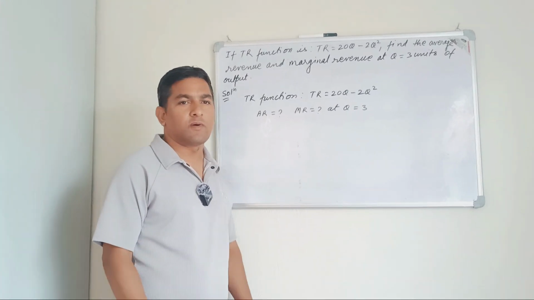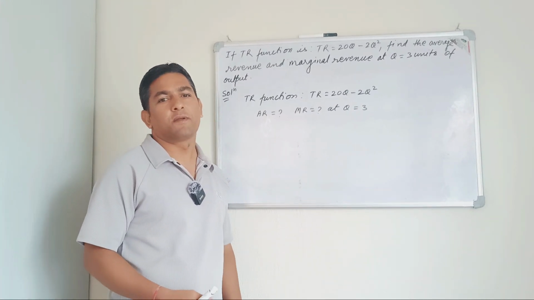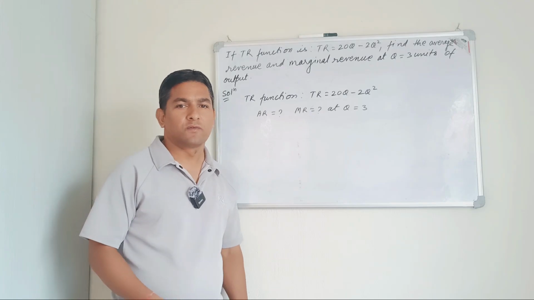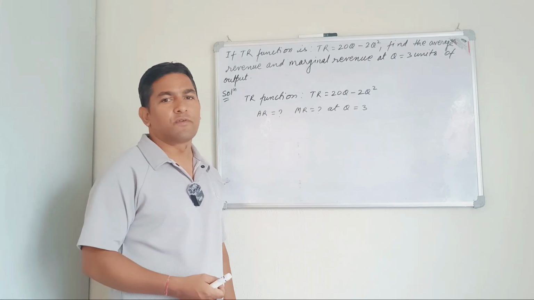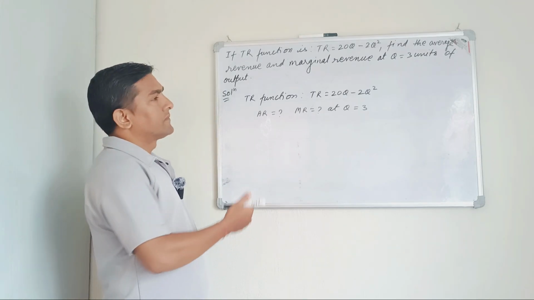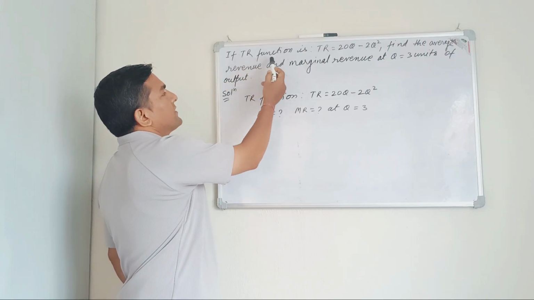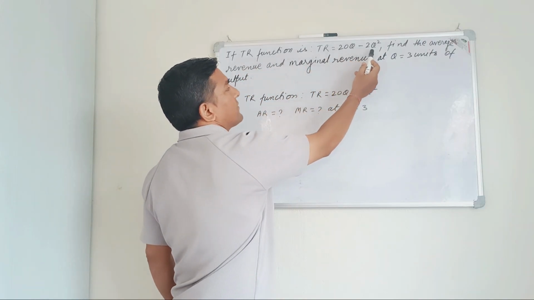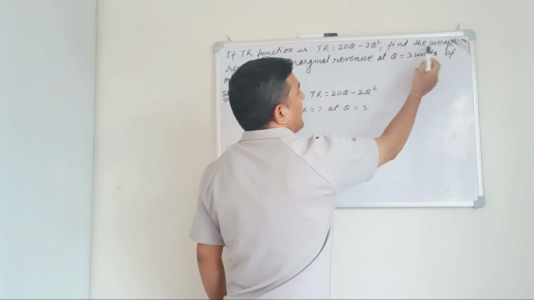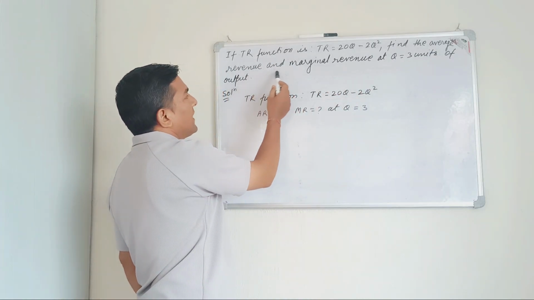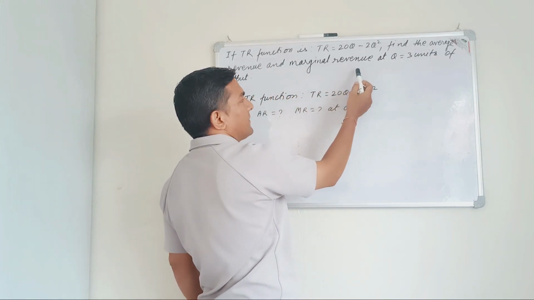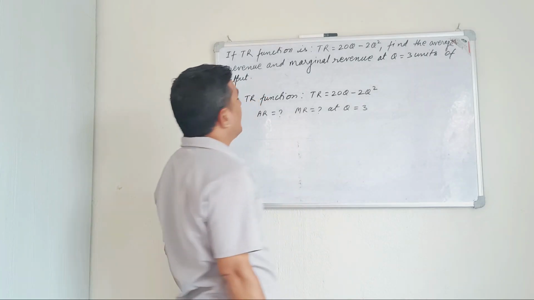In this channel, you will learn about the various concepts of economics in a short period of time. Let's start. Today we will do the numerical from revenue. Here, if our TR function is TR equals to 20Q minus 2Q square, it is given. Find the average revenue AR and marginal revenue MR at Q equals to 3 units of output.